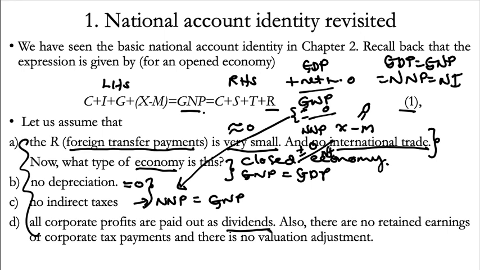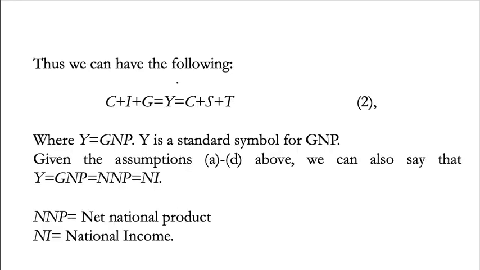This is what I said to you just now. We can have the following: C plus I plus G. You can see X minus M is no longer there because we don't have international trade at all. On the right hand side, we don't have R anymore. And the identity says that whatever is being spent is equivalent to whatever is being received here.